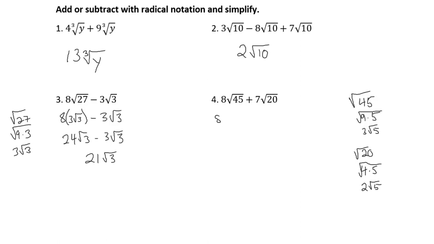So this becomes 8 times 3 root 5, plus 7 times 2 root 5. And 8 times 3 is 24 root 5, plus 7 times 2, which is 14 root 5. When we add them together, we get 38 square root of 5. So let's look at some more examples.